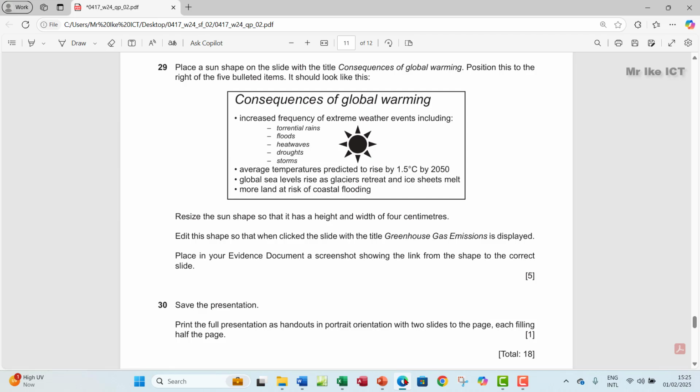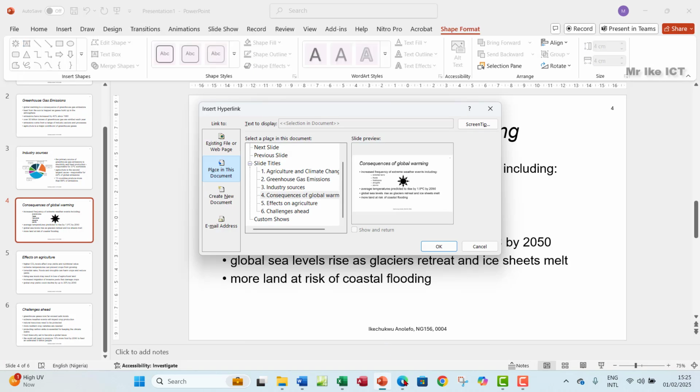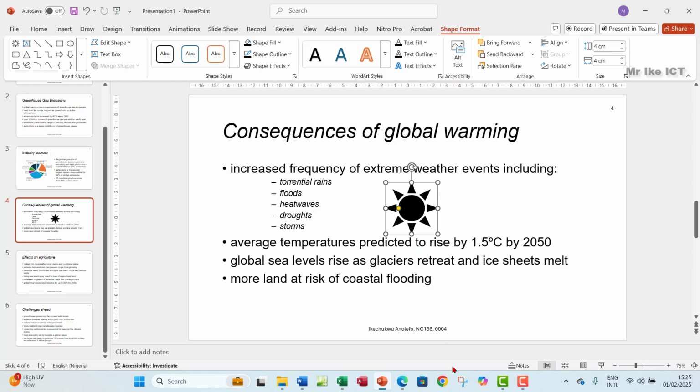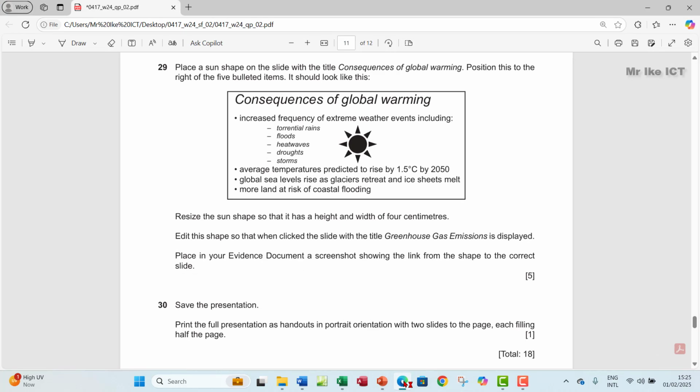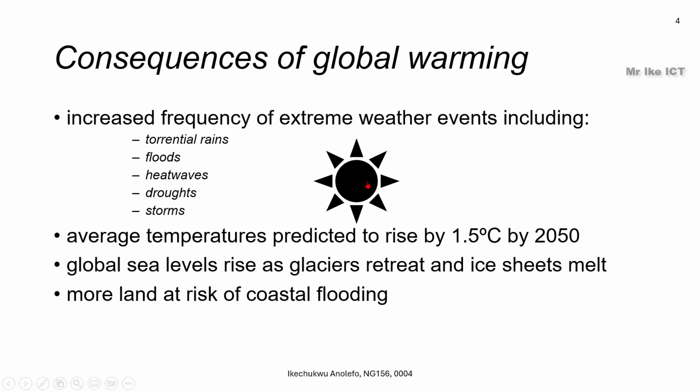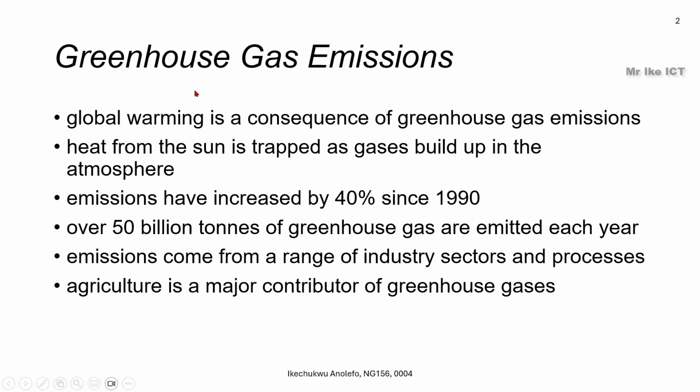Sorry, greenhouse gas emission. This one. So this is where you want it to go whenever that particular star is clicked. So I'm going to OK that. So let's see whether that works. So I'm going to put it in by pressing Shift F5, and then if I click on it, it should be able to take me to greenhouse gas emissions.